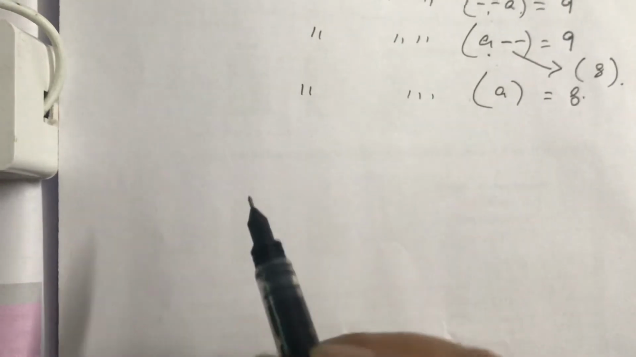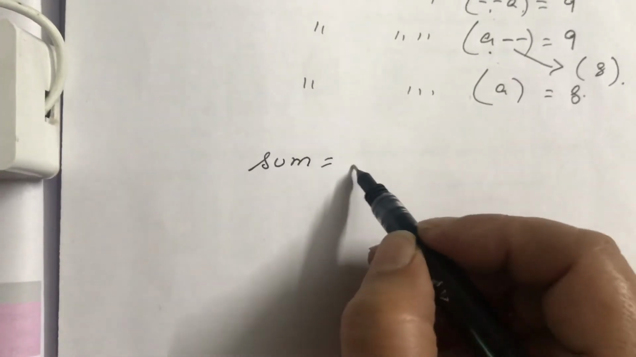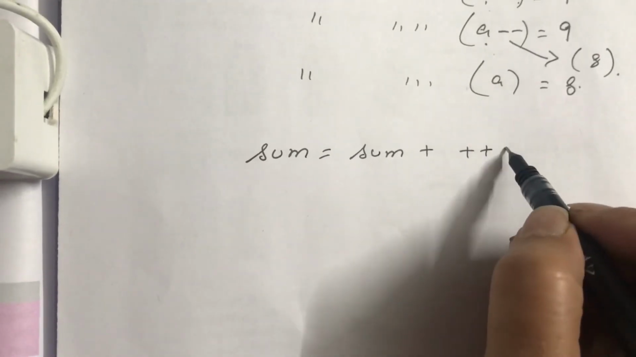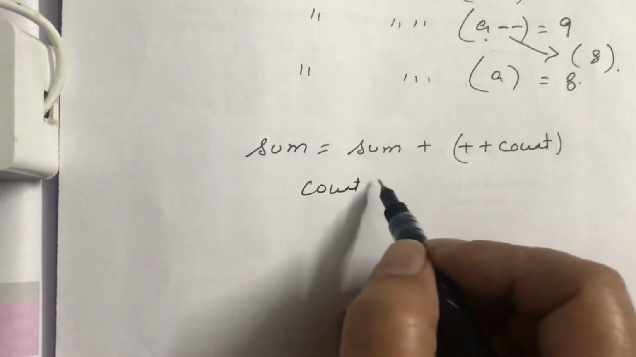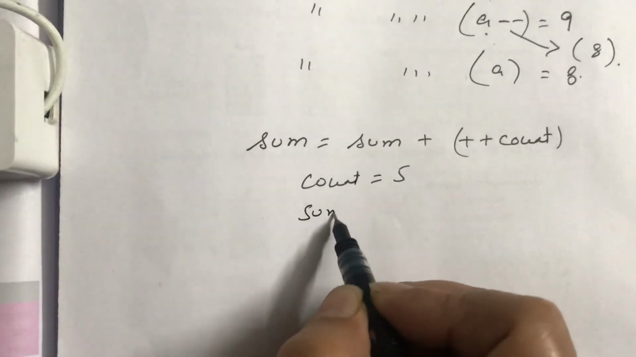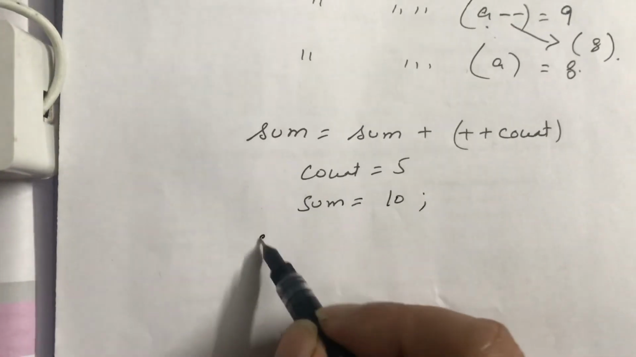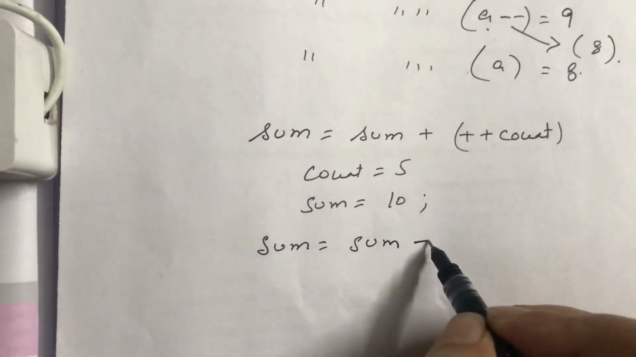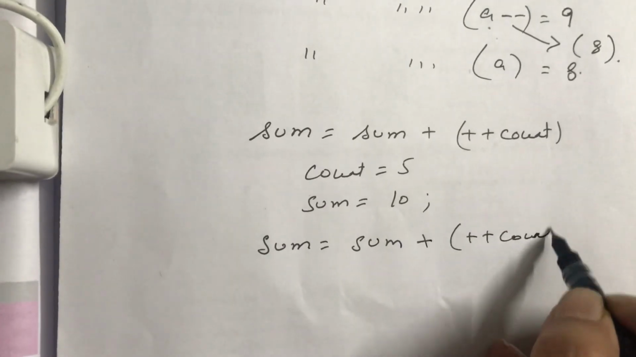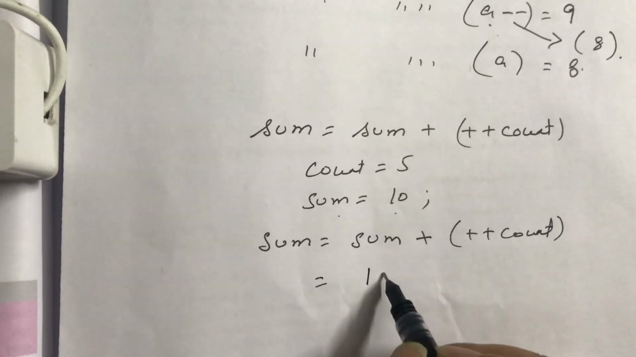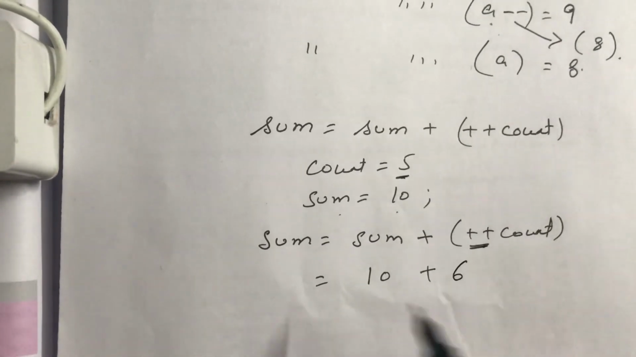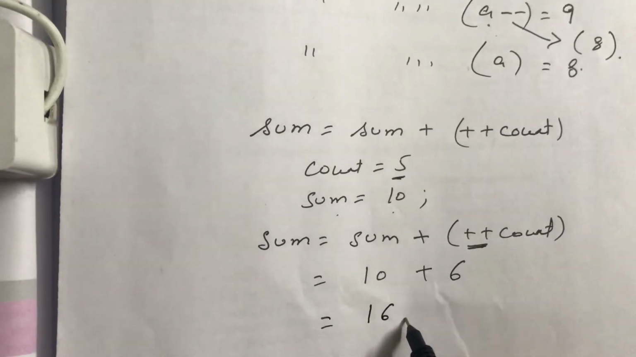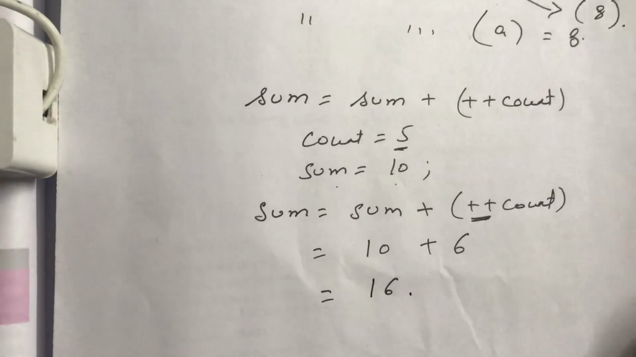Now suppose I am going to do some expressions here. They have given the example of sum is equal to sum plus plus count. Suppose the count value is equal to 5, and the sum value is equal to 10. So sum is equal to sum plus, and it's written plus plus count. So sum is 10 plus, now this is pre-increment. What is count? 5. So first it is going to add 1, that is 6, and now the value in sum will be 16.